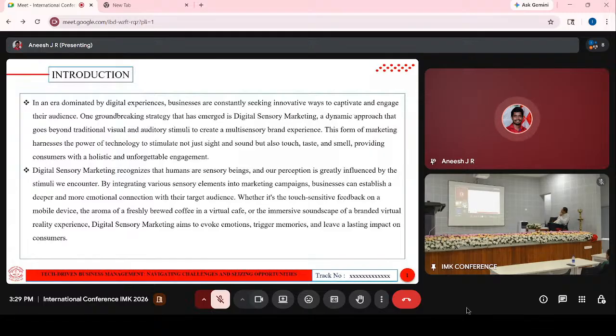By integrating various sensory elements into marketing campaigns, businesses can establish a deeper and more emotional connection with their target audience. Whether it is touch-sensitive feedback on a mobile device, the aroma of freshly brewed coffee in a virtual cafe, or the immersive soundscape of a branded virtual reality experience, digital sensory marketing aims to evoke emotions, trigger memories, and leave a lasting impact on consumers.